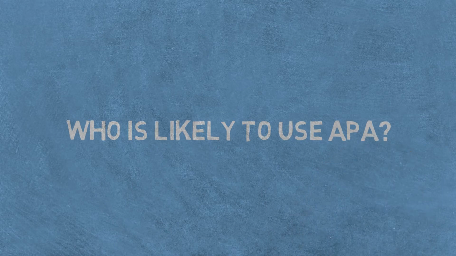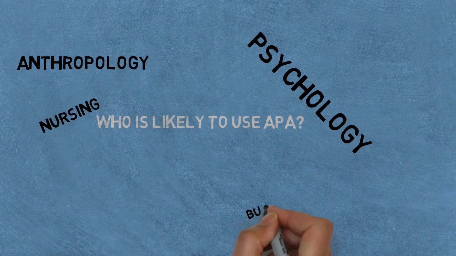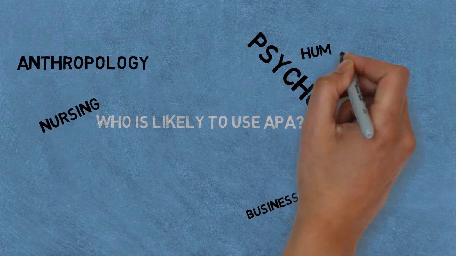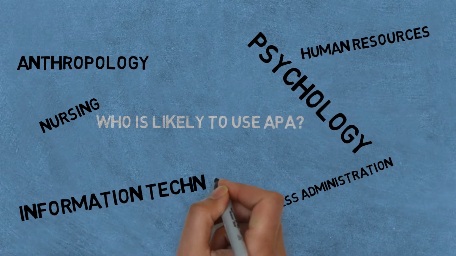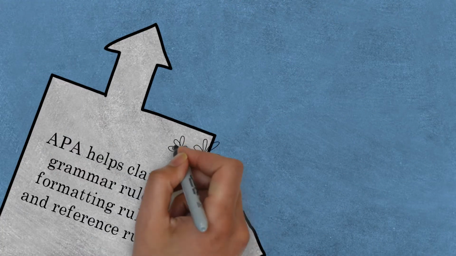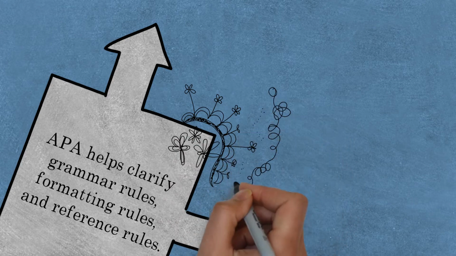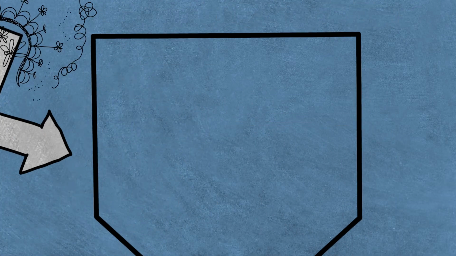Who is likely to use APA? Psychology, anthropology, nursing, business administration, human resources, information technology, etc. Why should you learn to use it? APA helps clarify grammar rules, formatting rules, and reference rules.